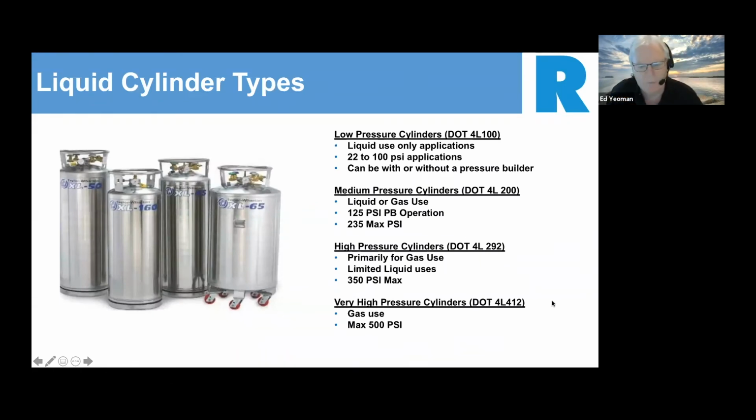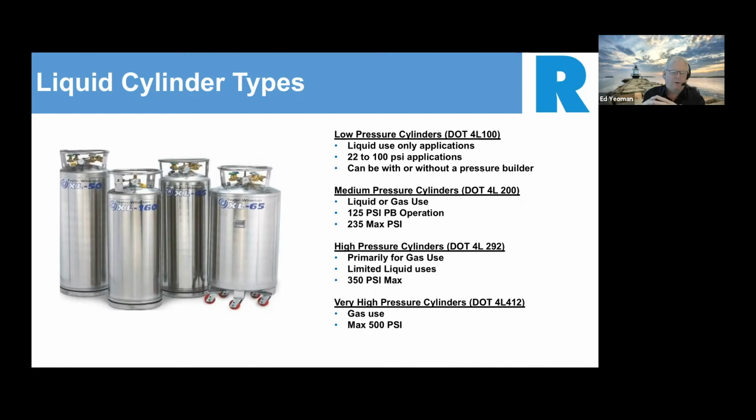Here we're just going to talk about some basic cylinder types. The cylinder figures that you see on the left-hand side of the screen will show you what we call a foot ring design, such as the 160 to 180 to 200 liter design cylinders, and then you have the wheeled-based design. The writing on the right is going to really kind of go again about the DOT numbers and some common applications. You have the DOT 4L100. That's a liquid use, can be 22 to 100 PSI type applications.